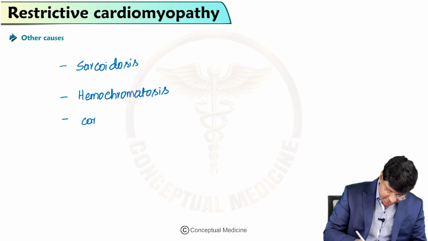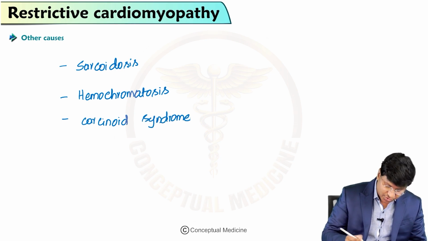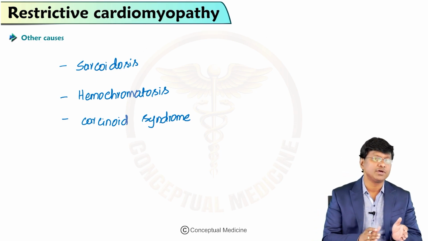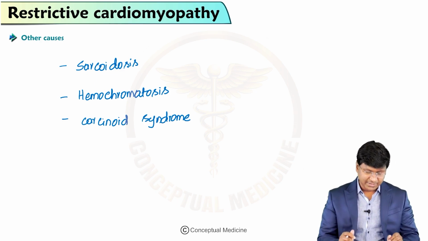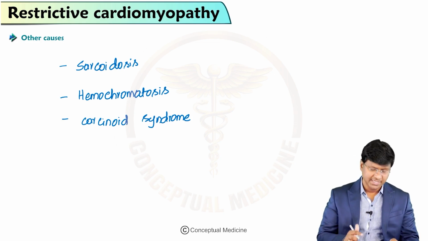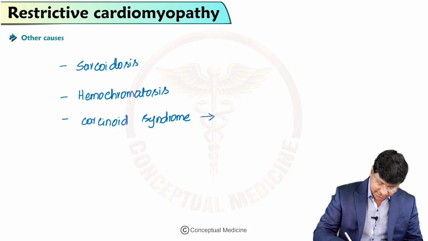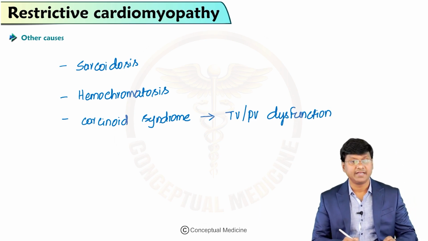Then we have another important disorder, carcinoid syndrome. Carcinoid syndrome is characterized by the accumulation of 5-hydroxytryptamine or serotonin within the heart or myocardium. That will make the individual land up in restrictive cardiomyopathy. These patients with carcinoid syndrome are most commonly associated with tricuspid valve or pulmonary valve dysfunction.